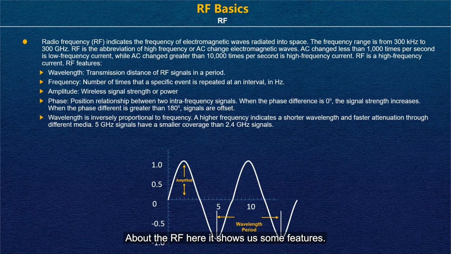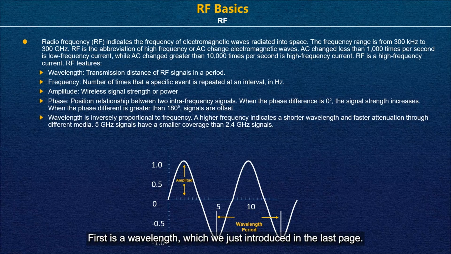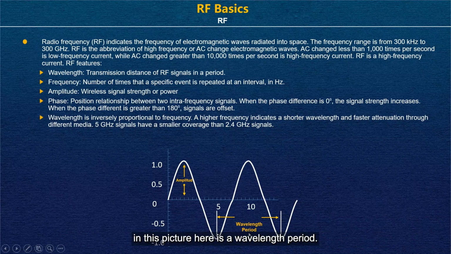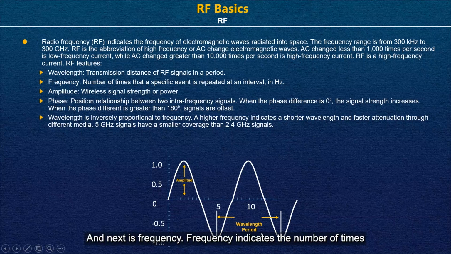About the RF, here it shows us some features. First is wavelength, which we just introduced on the last page. It indicates the transmission distance of RF signals in a period. For example, in this picture, here is a wavelength period.